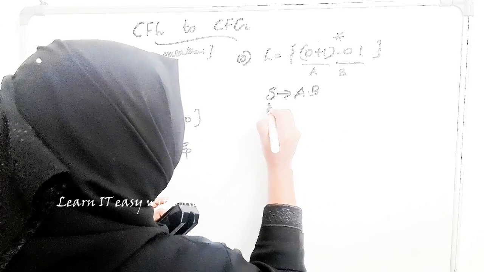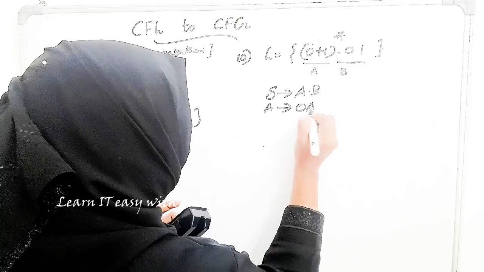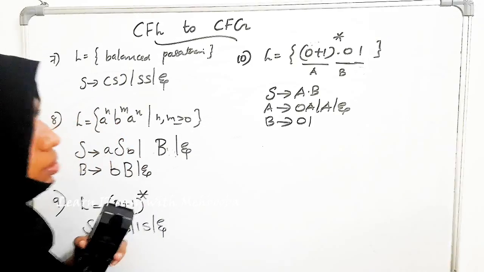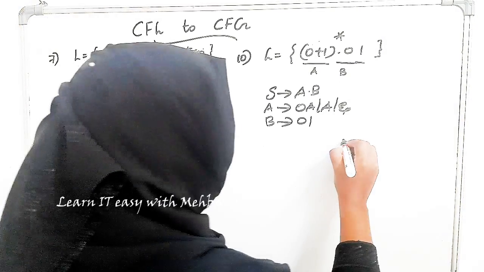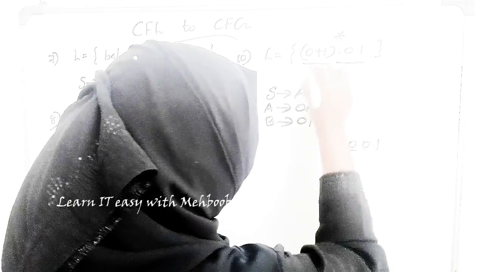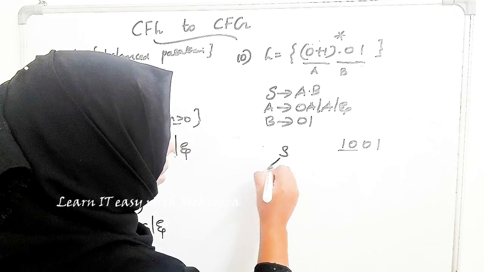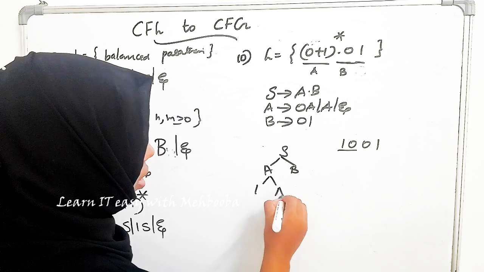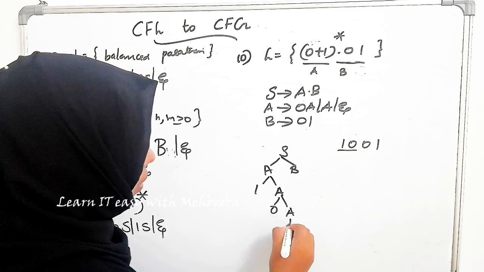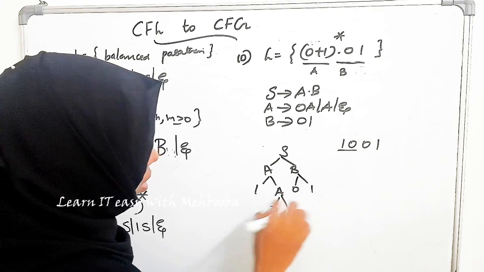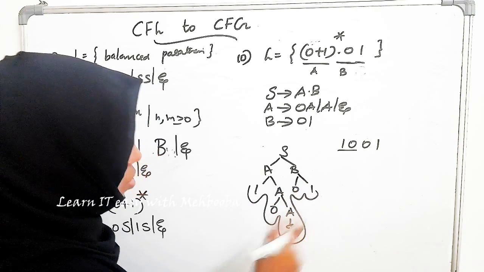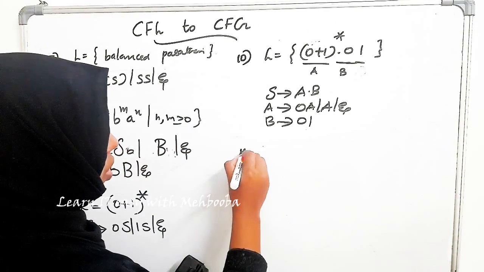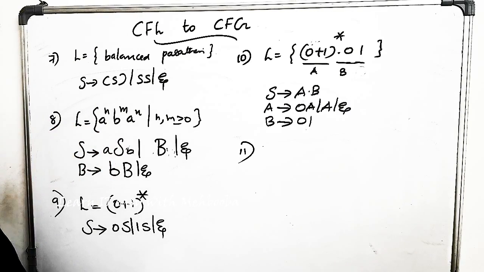S gives AB, and for A you know that it is 0A or 1A or epsilon, and for B you know that it is 0 1 itself. So you can do this. For example, 1 0 0 1: this is from the first part and this is from the second part. Let's see how it is happening. S gives AB, now A is 1A, now A is 0A, now A is epsilon, and B is 0 1. So 1 0 0 1. So you can get that. This is how we do this. We create strings of this particular format. So we will see another example.